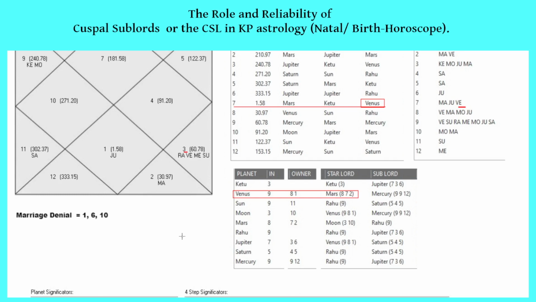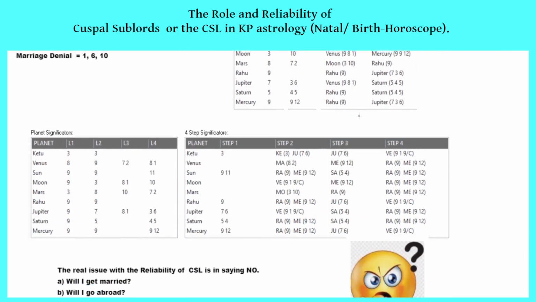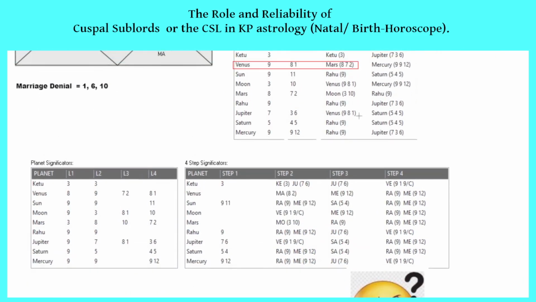You could have easily inferred that he's going to get married, and not only one time, multiple times. Okay, so this is just one example of the reliability of the Cuspal Sublord.